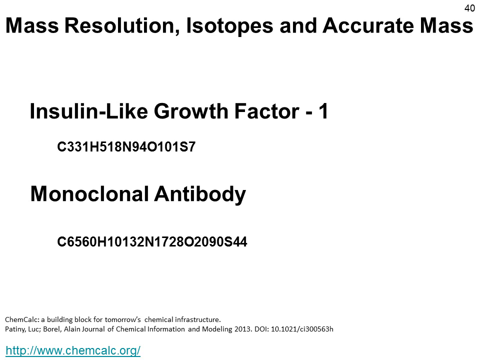The monoclonal antibody, which is much bigger, contains 6,560 carbons, 10,132 hydrogens, 1,728 nitrogen, 2,090 oxygen and 44 sulfur. Enter these formulas into the ChemCalc.org calculator and look which resolution you would need for your mass analyzer to separate the isotopic peaks.